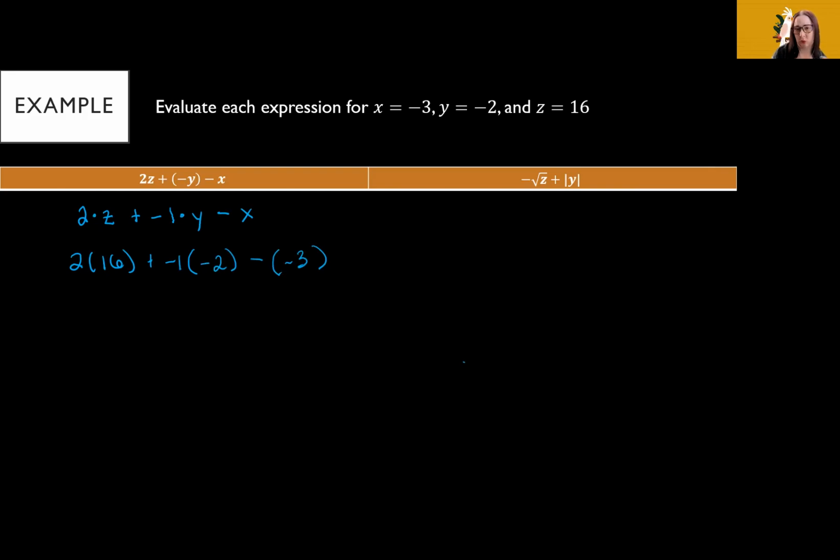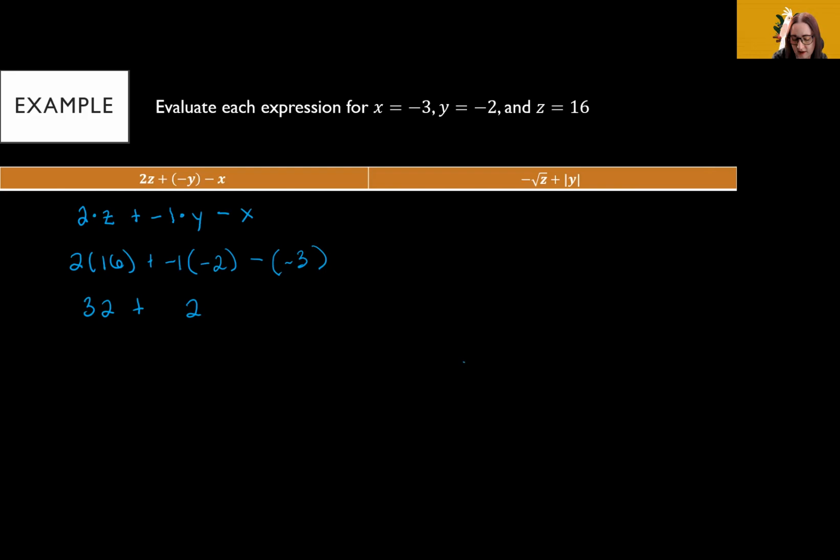So now we've got several steps of multiplication going on. When you've got multiple multiplications, you go left to right. So we have 2 times 16, which is 32. And if it's separated by a plus, you can do the other multiplication as well. So that's -1 times -2, which is a positive 2.